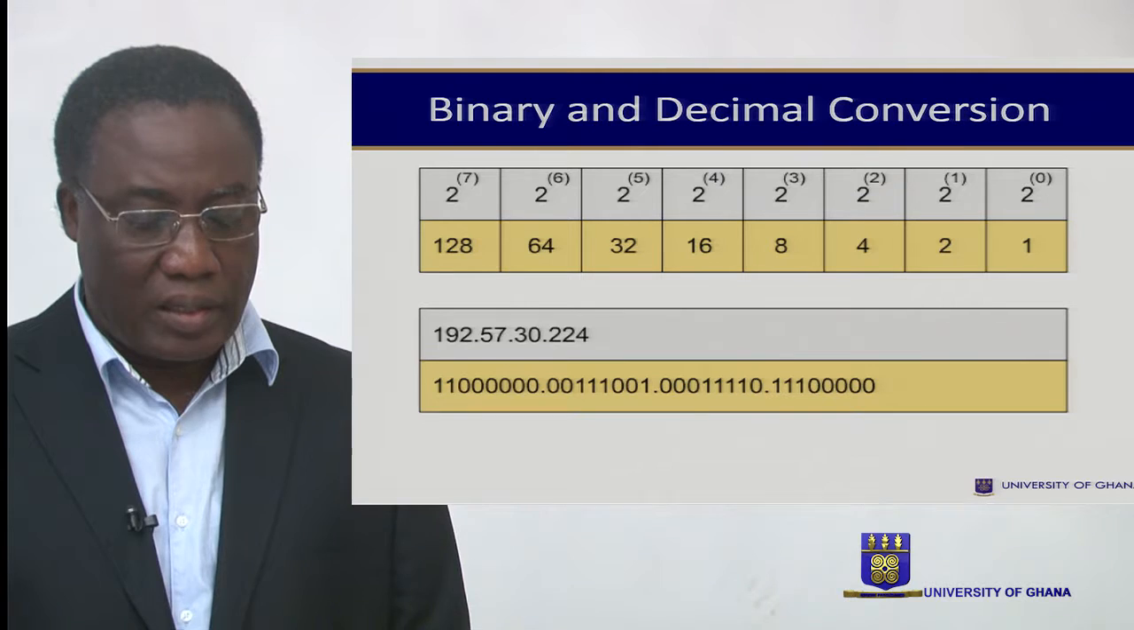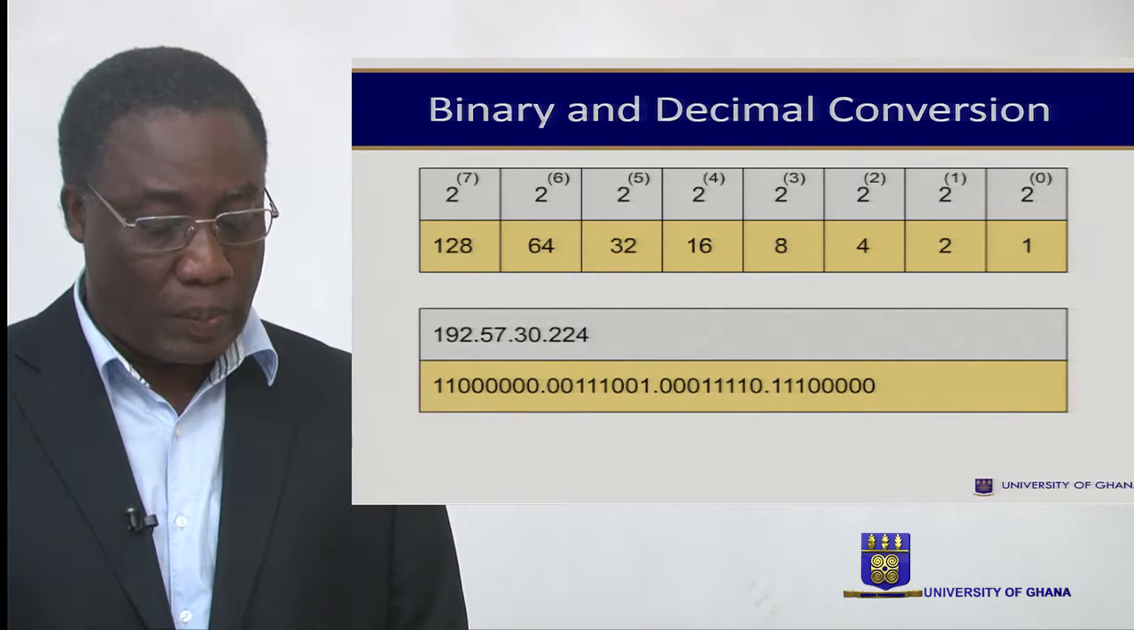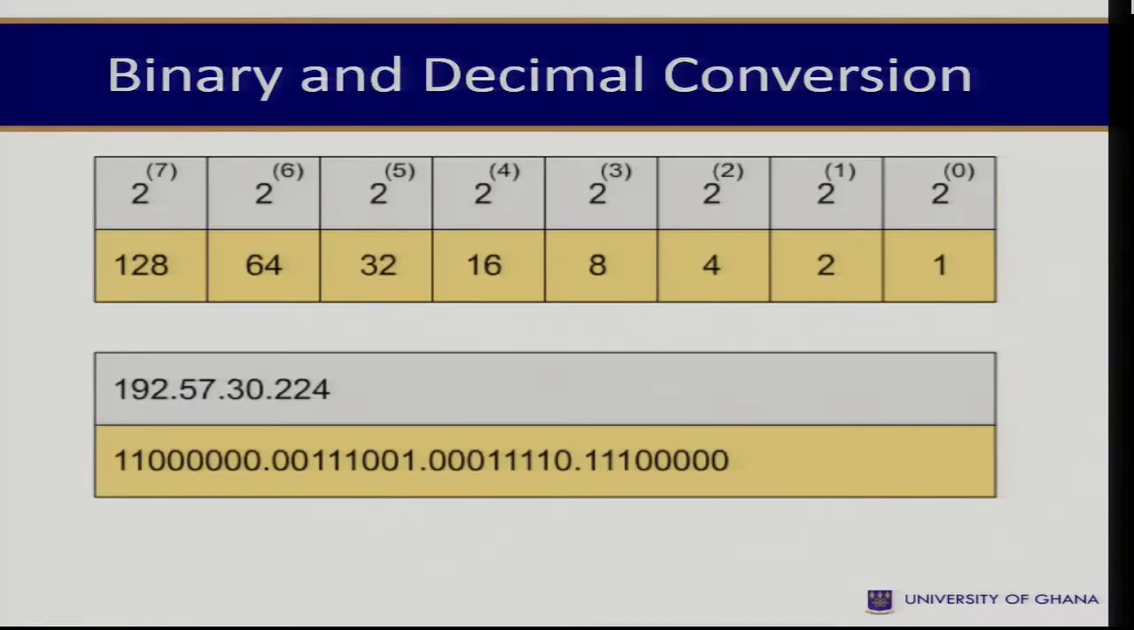Now, how do you get this? Recall, this is the eighth position, which is 2 to the power of 7 plus 2 to the power of 6. Add that and verify that you get this number. And then this one, this is in the third position. So 2 to the power of 5 plus 2 to the power of 4 plus 2 to the power of 3, and then plus 2 to the power of 0. If you add that, you can verify that that gives you 57, and so on.